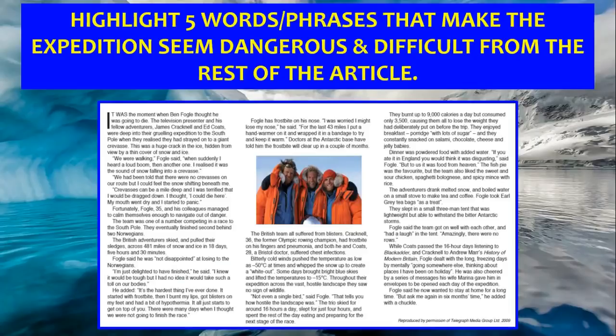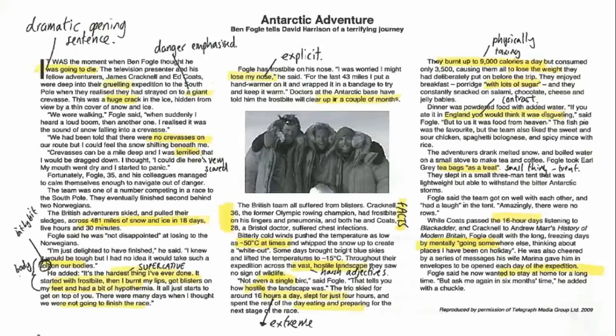Okay, so now I want you to highlight 5 words or phrases that make the expedition seem dangerous and difficult from the rest of the article. So we've done the left, now do the middle and the right column. See if you can get 5 from the rest of the article. So here's mine. So we go through the ones in the middle. So he says he's worried he might lose his nose. So that's a really explicit image, a horrible image of someone having their nose off.